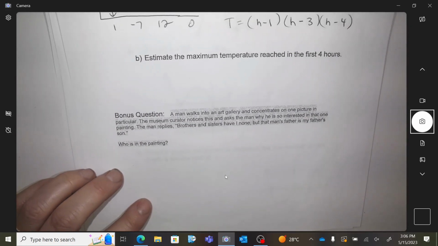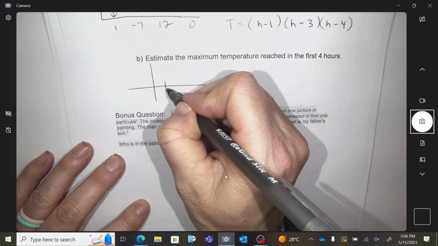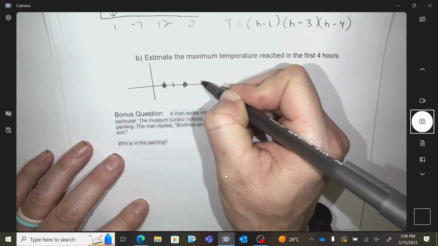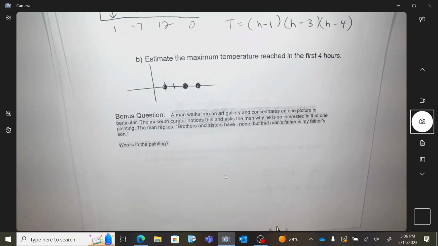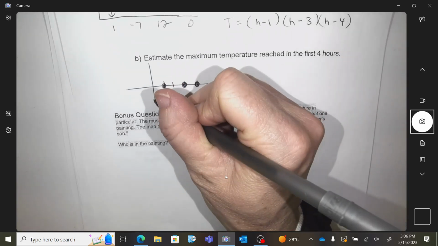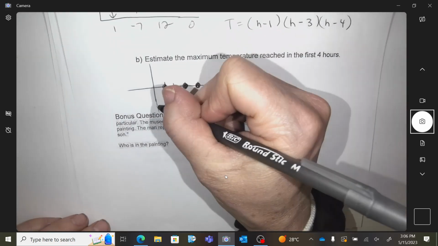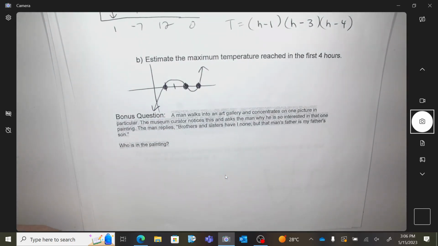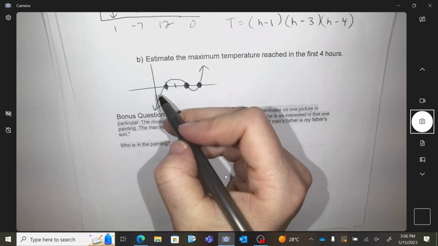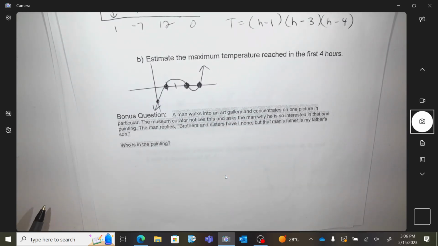Okay, so at the first hour, third hour, and fourth hour, the temperature was 0. Cubic. Anybody know what this y-intercept is right here? Just for information, it's not part of the question. Negative 12 from the original, it's faster.